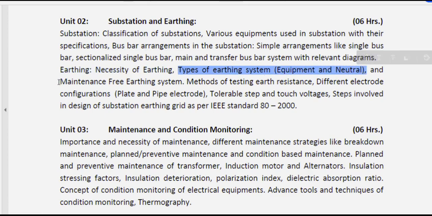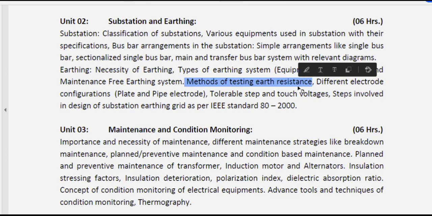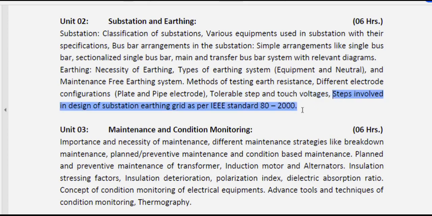We have discussed one important type, maintenance free earthing also. We have discussed the methods of testing of earth resistance, also called measurement of ground resistance. And we have discussed the different electrode configurations, that is plate or pipe. And we have discussed this important point, tolerable step and touch voltage. This point we will discuss when we take the practicals of this subject.